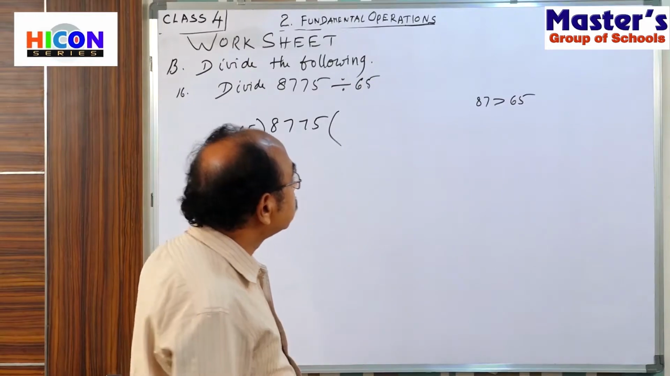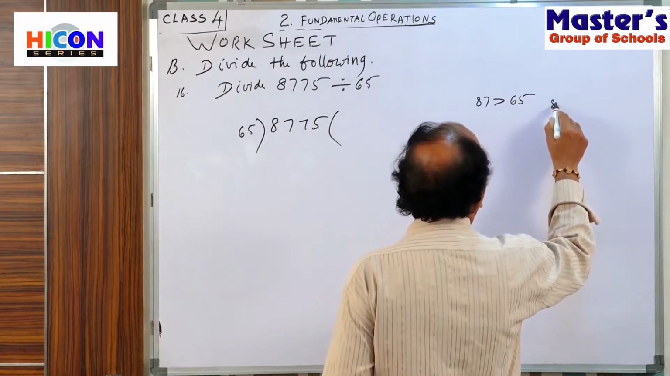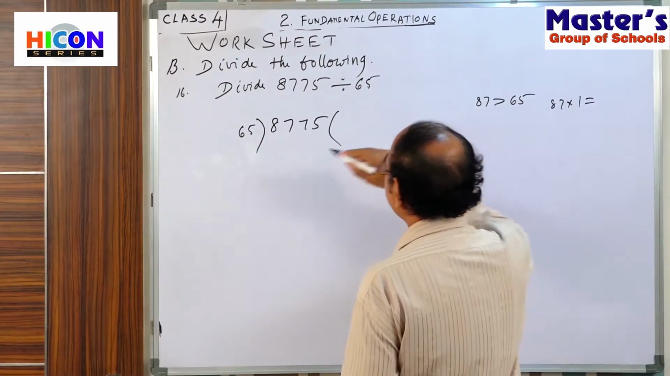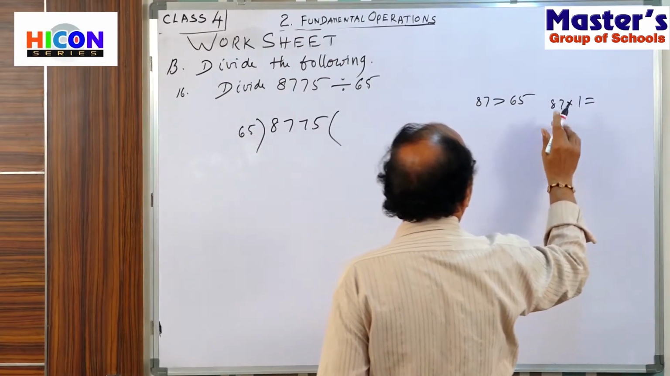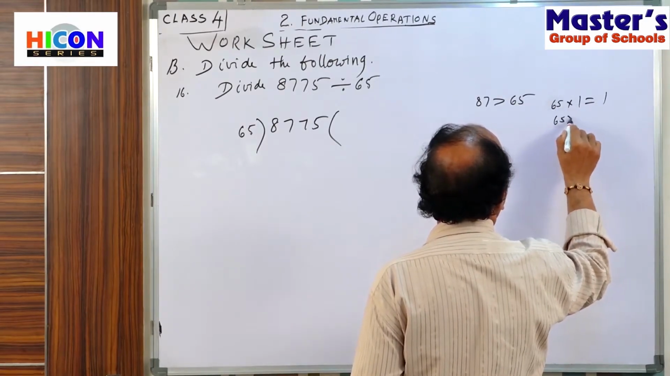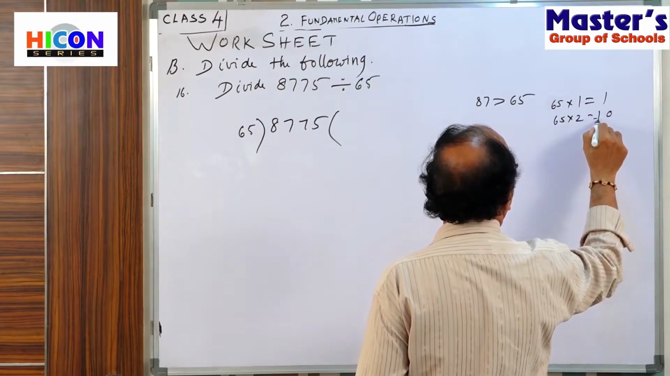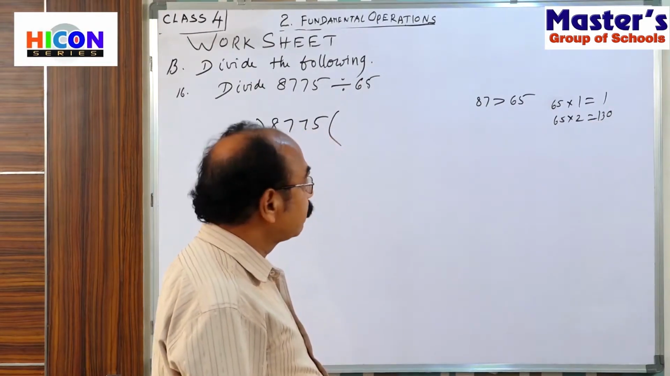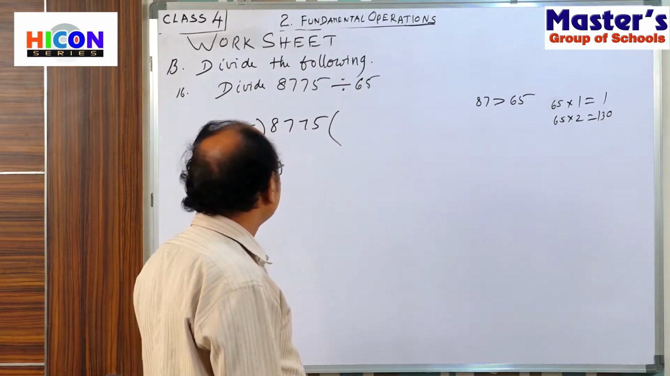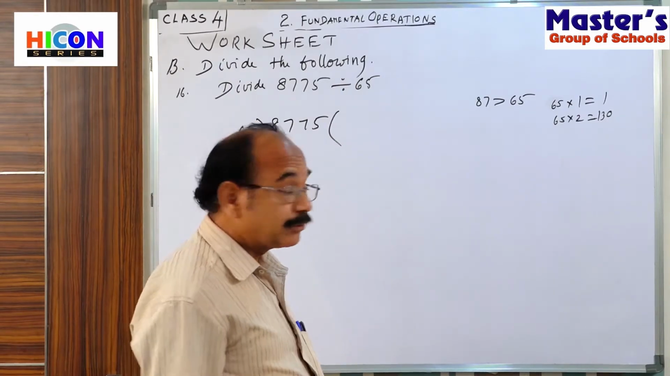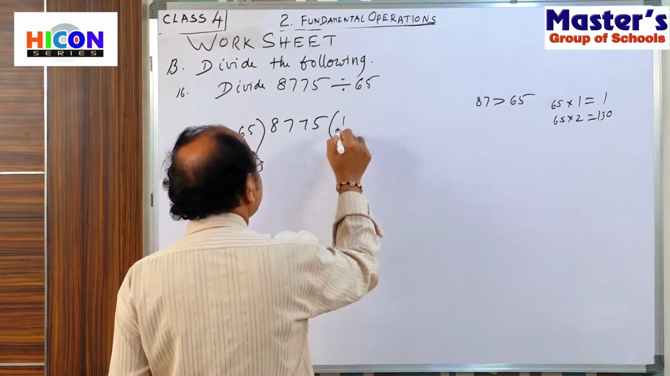You know that 87 ones are 87. 65 times you are dividing. So 65 ones are 65. 65 twos are how much here? 130. 130 is more. That's why only one time. How many times? One time. 65 twos 130 you are getting more. That's why one time, right. 65 ones are 65.